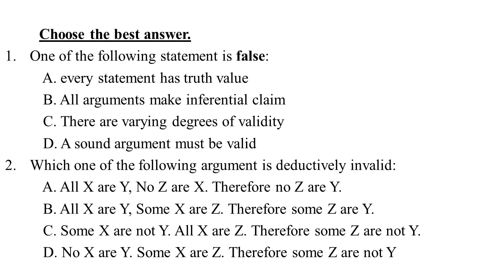Question number 2. Which one of the following arguments is deductively invalid? A. All x are y. No z are x, therefore no z are y. B. All x are y, some x are z, therefore some z are y. C. Some x are not y, all x are z, therefore some z are not y. D. No x are y, some x are z, therefore some z are not y.